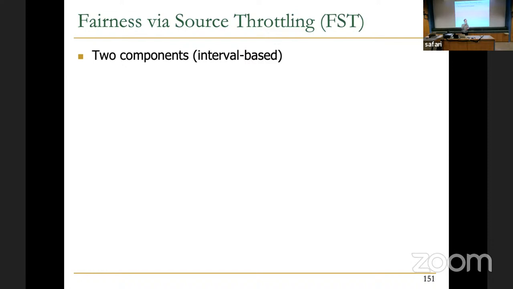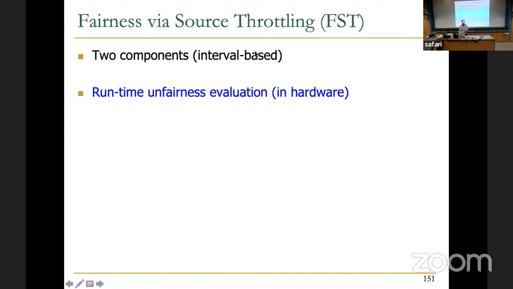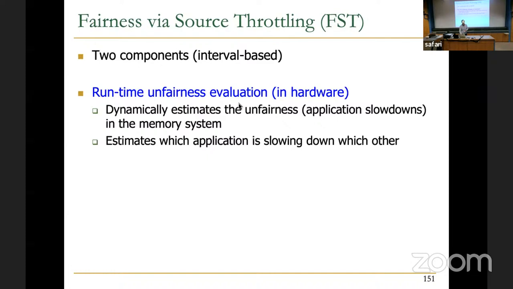Basically, it has two components, but it's still potentially simpler than modifying every policy in the memory system, right? One component is runtime unfairness evaluation, that's done in hardware. It dynamically estimates the unfairness or application slowdowns in the memory system, and estimates which application is slowing down which other. Basically, you can compute a matrix. Whenever one application delays another application in the memory system, in the cache, in the interconnect, in the memory controller, you increment a counter or increment some latency, right? This is a matrix of the delaying application, the interference-causing application, and the, let's say, victim application. So it does it this way. It's a bit of overhead, but it's doable.